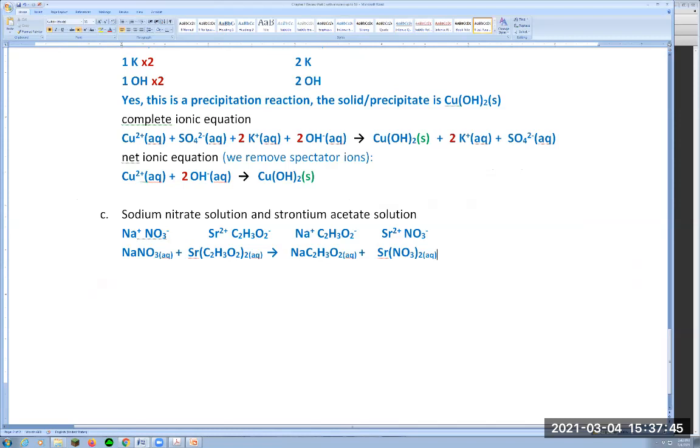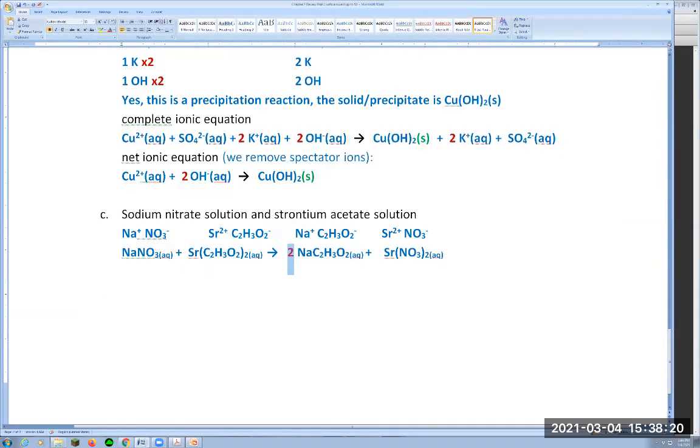So let's balance this. We have 1 sodium on the left, 1 sodium on the right. And strontium, same, 1 strontium on the left, 1 on the right. What we need to balance are the polyatomic ions. You have 2 acetate on the left, but only 1 on the right. So that means we need the 2 in front of the NaC2H3O2 to make it 2 acetate.